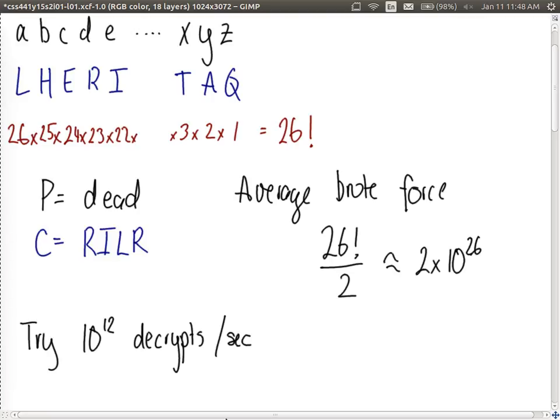That is what? A clock rate of 1 gigahertz is 10 to the power of 9. Let's say I could do 1,000 decrypts per clock cycle on your CPU, which is unlikely, but you have many CPUs, just as an example. Then how long would the brute force attack take?